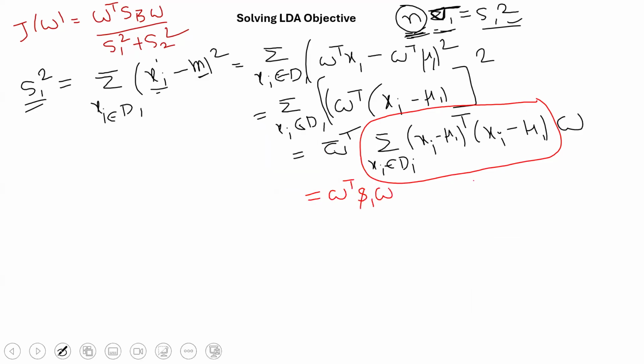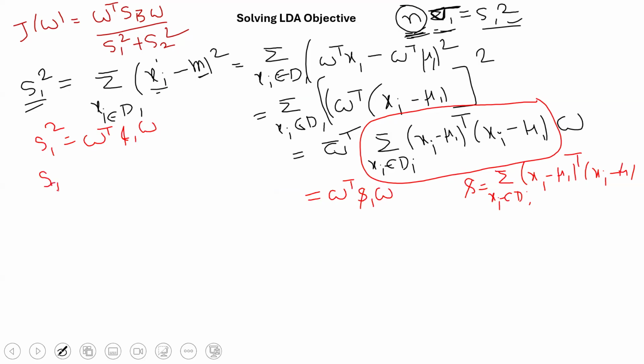Now what is small s? Small s is, for every xi that belongs to D1, xi minus mu1 whole transpose into xi minus mu1. That is the simplest form of representation of s1 square. S1 square is equal to W transpose small s1 W. Now can I write S2 square as W transpose small s2 into W?